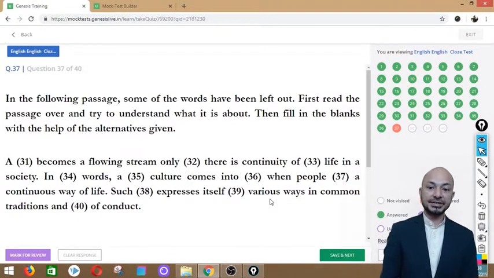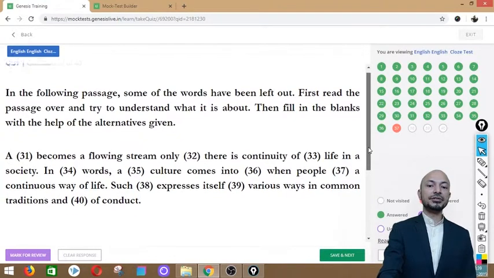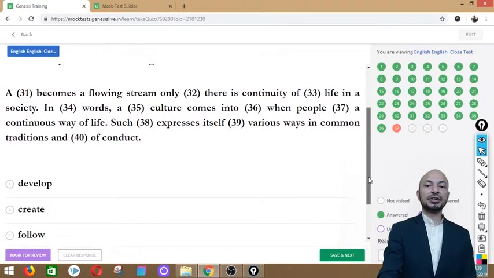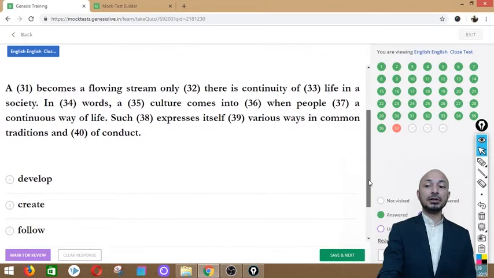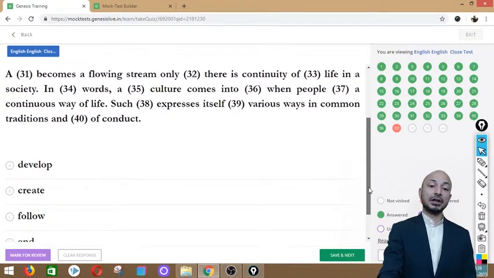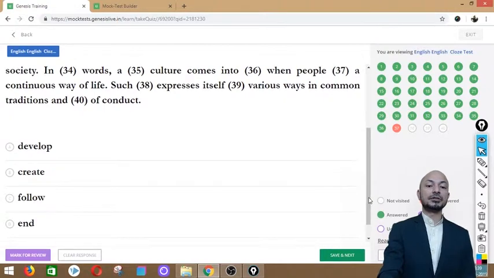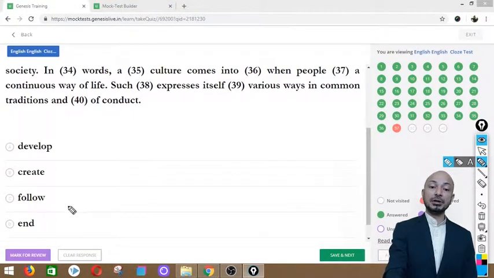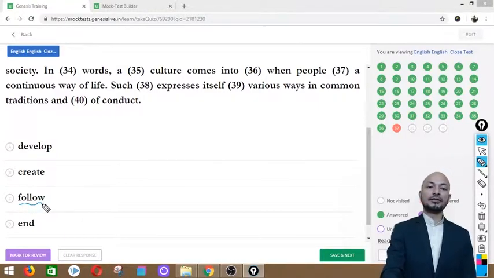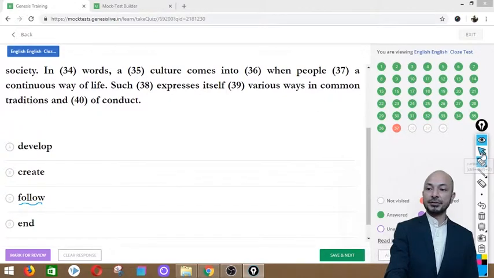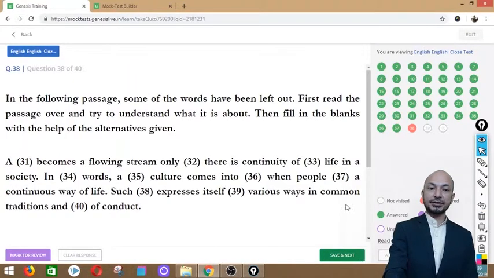So on to question number 37, and let's go ahead with what we're reading. In other words, a distinctive culture comes into existence when people dash a continuous way of life. People develop, people create, people follow, or people end. It's going to be people follow a continuous way of life. Option C it is. So we click option C and save and say next.